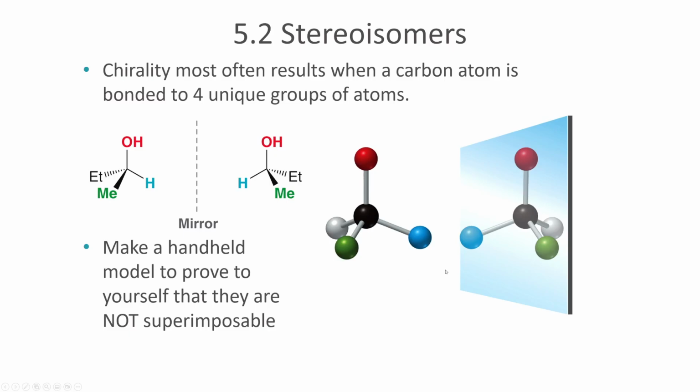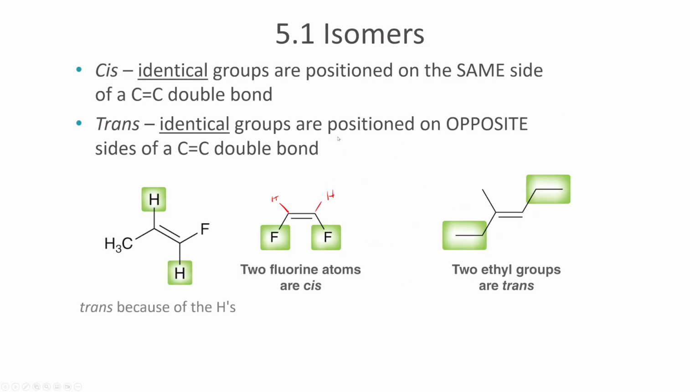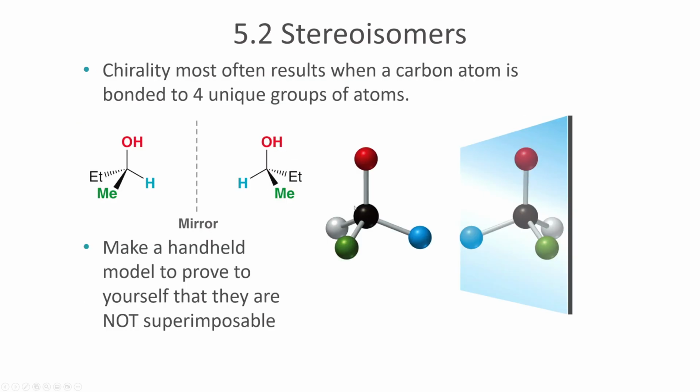Now the other type of stereoisomer is called an enantiomer. And enantiomers arise due to a property called chirality. Chirality is a mathematical property that describes many things, but it refers to a non-superimposable mirror image. So these two molecules here, they are mirror images of one another. However, they are not the same molecule.